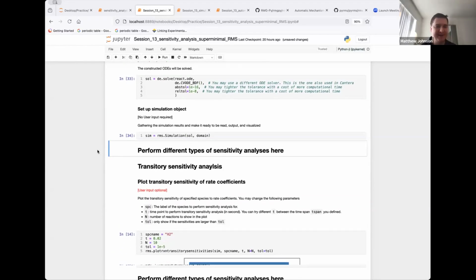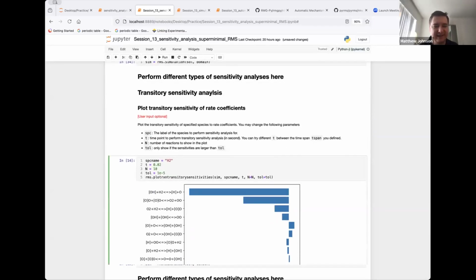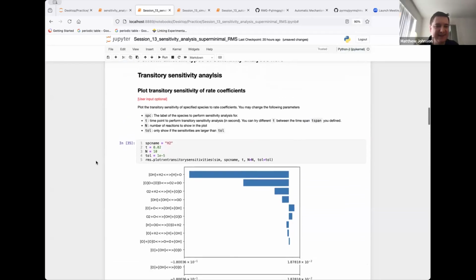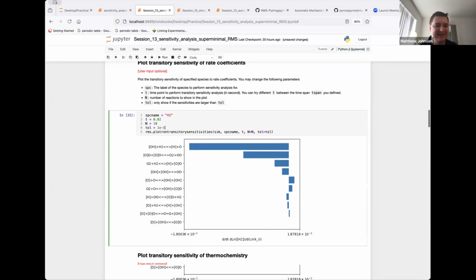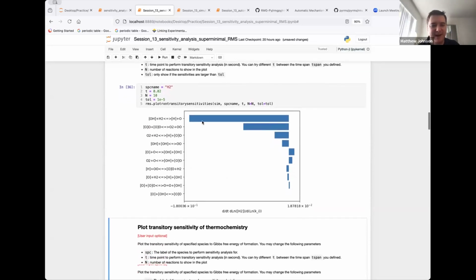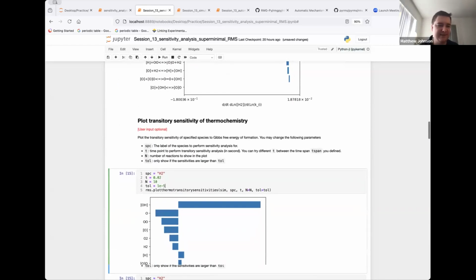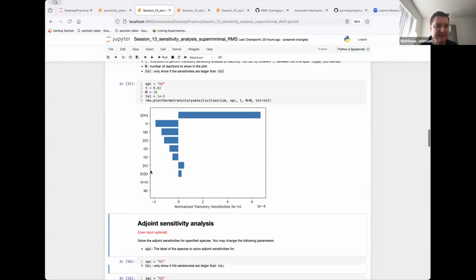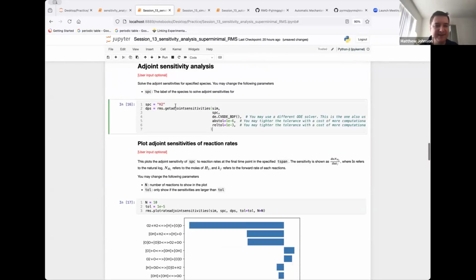And we post-process that simulation object. Transitory sensitivities is very, very fast, as you can see here, although everything's going to be very fast with this super minimal one. We can get our reaction transitory sensitivities, which point you to which reactions are the most important here. We can also do thermochemistry, which tells you which species' thermochemistries are the most sensitive. And then adjoint, where we give it the specific species we're targeting, because adjoint is with respect to a specific target.